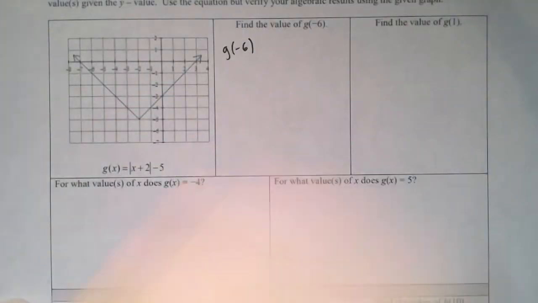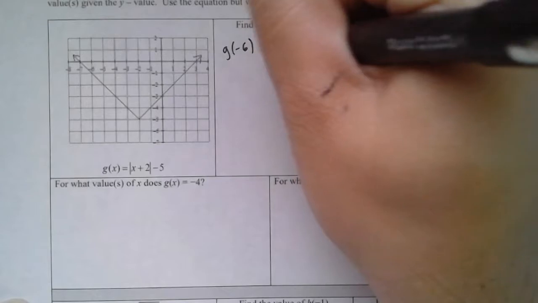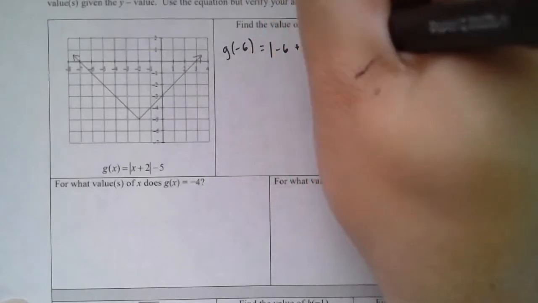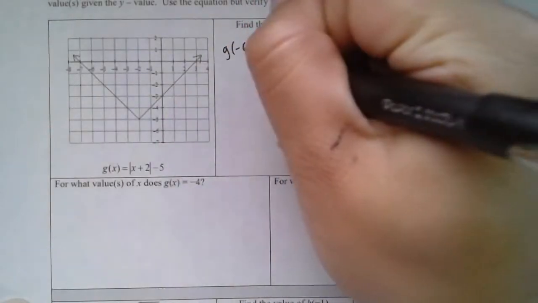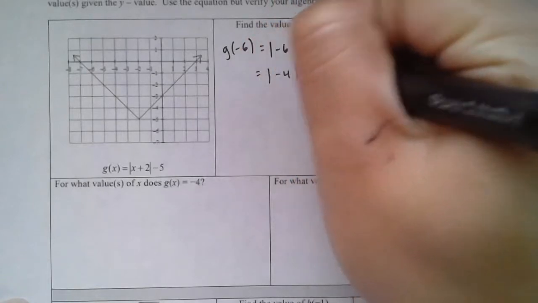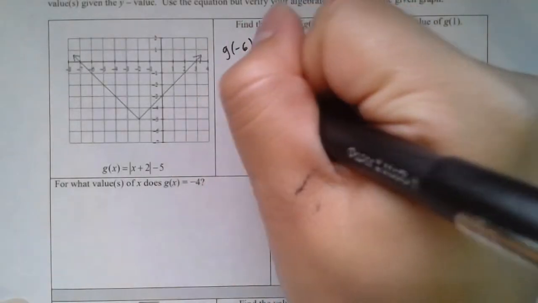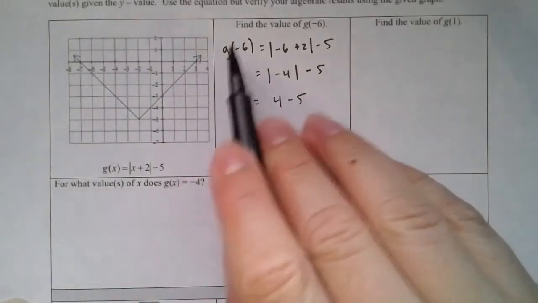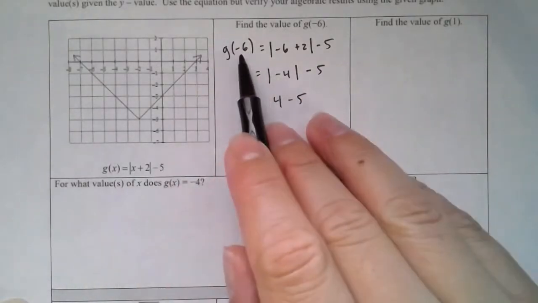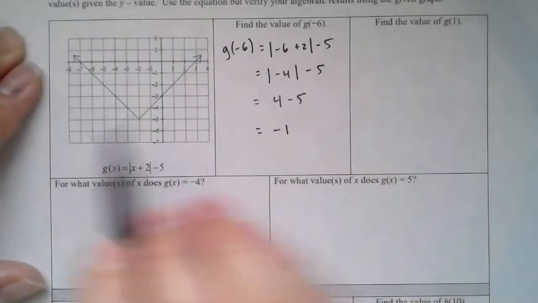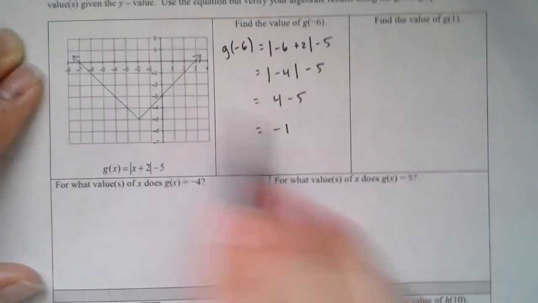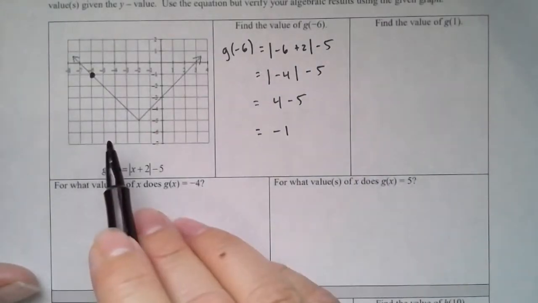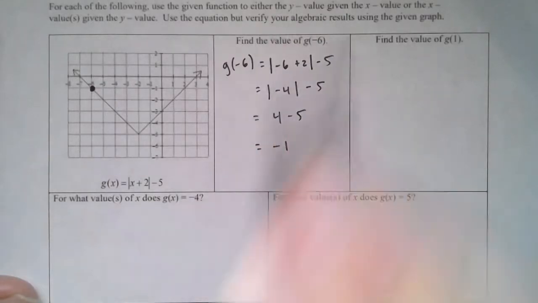Okay, g of -6 is equal to the absolute value of -6 plus 2, minus 5. I'm just plugging in -6. This is the absolute value of -4 minus 5. The absolute value of -4 will be +4 minus 5, and that's equal to -1. So remember, this means that this would be a point on the graph. So at -6 right here, I should get -1 for y, and yeah, it's a point on the graph. Okay, that's what they mean by verify using the given graph.